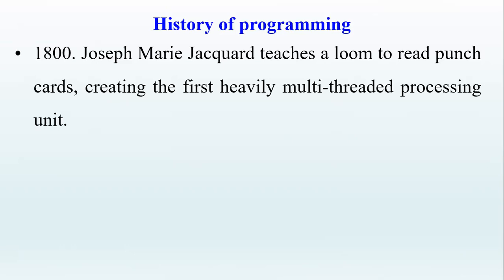So, when it comes to the history of programming languages, this is where we began. In the year 1800, Joseph Marie Jacquard taught a loom how to read punch-cards, thus creating the first heavily multi-threaded processing unit. And therefore we can say that Joseph Marie Jacquard was the first person to develop a computer program in the year 1800.